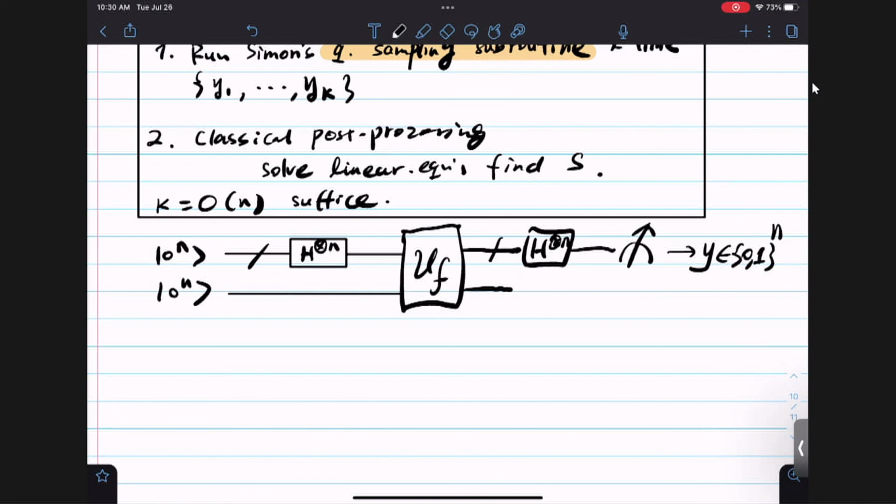Well, when we analyze this in the next lecture, every time this is going to be a random sampling procedure. So every time this output y here is going to be a random sample from some distribution. And we'll see what that distribution is and how that helps us find S. Okay, that's a very good question. And we'll resolve that in the coming lecture.